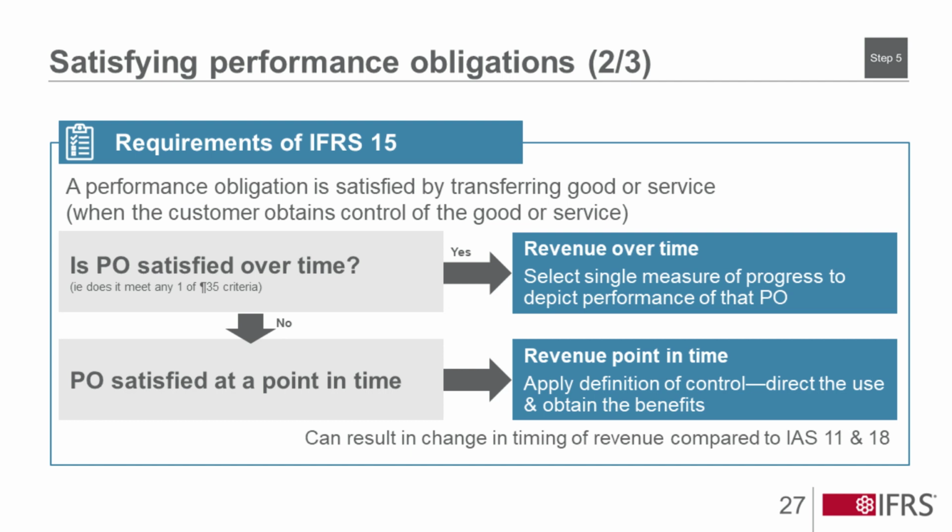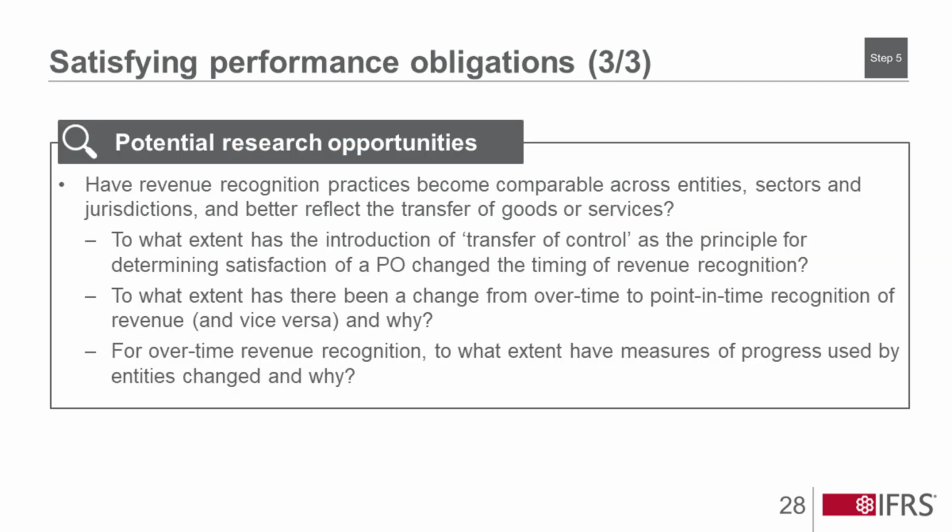If none of the 3 criteria for transfer of control over time are met, the entity concludes that control of the good or service is transferred at a point in time. IFRS 15 includes a set of indicators for an entity to determine the point at which control is transferred. Over to you, Anne.